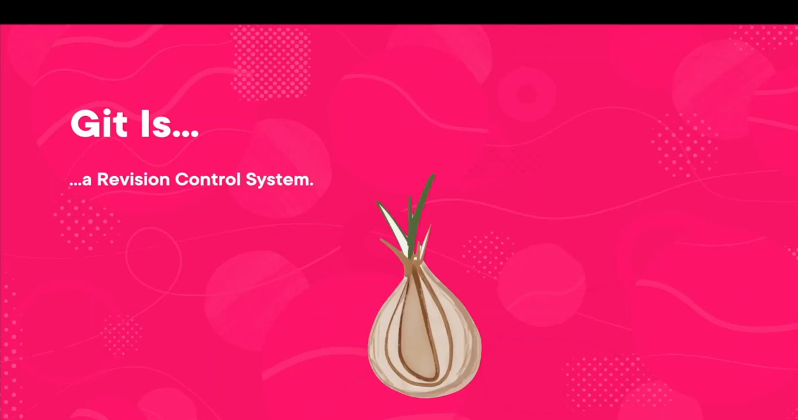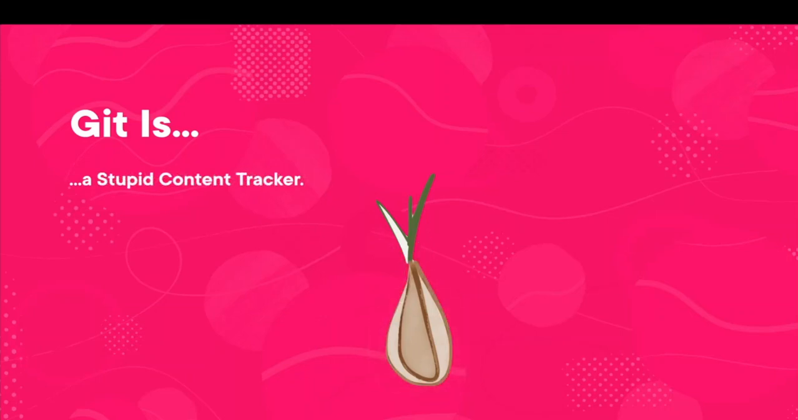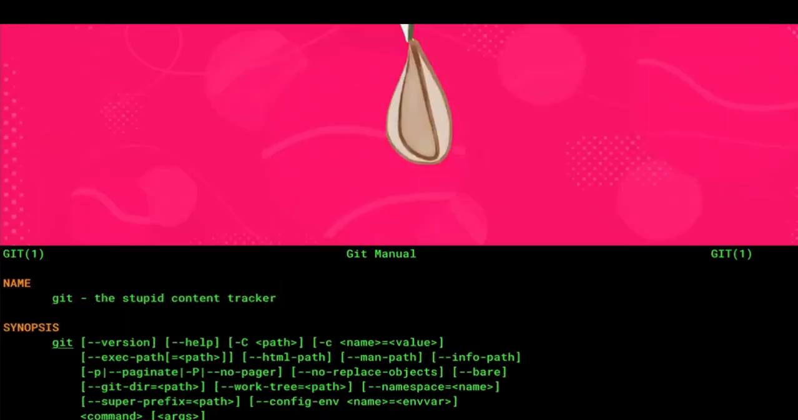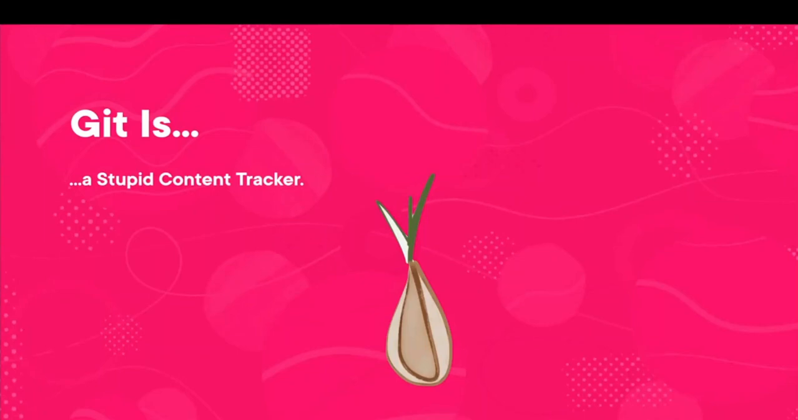What happens if you forget about branches, history and the like? Now we have a smaller onion. You can call it a stupid content tracker, because that's all it does. It tracks content, files or directories. And if you look at Git's documentation, you will see that this is actually Git's definition of itself. Git, the stupid content tracker. If you look at it as a content tracker, then Git is easier to understand.